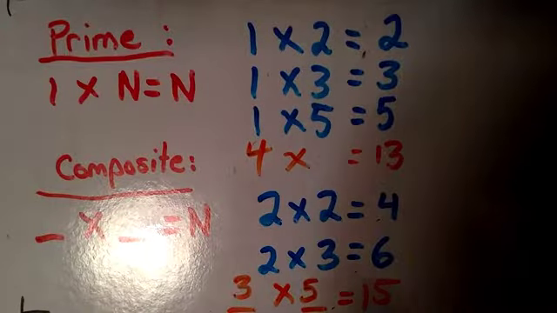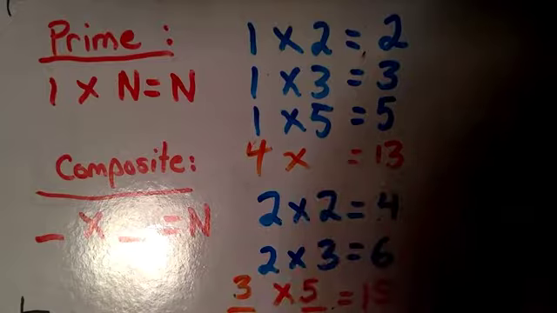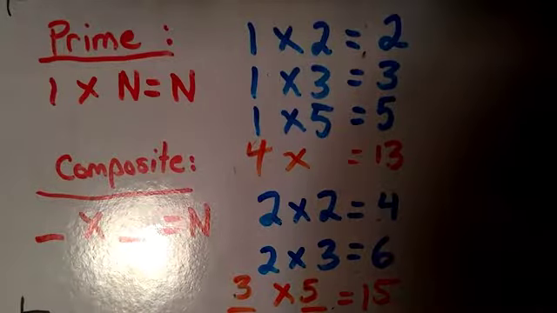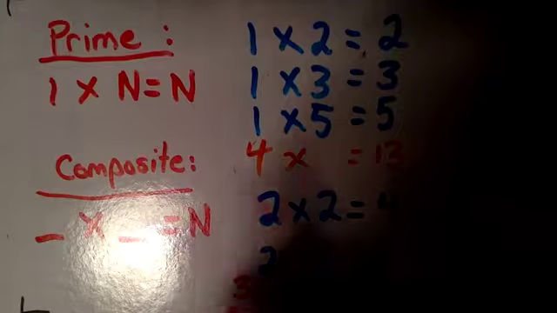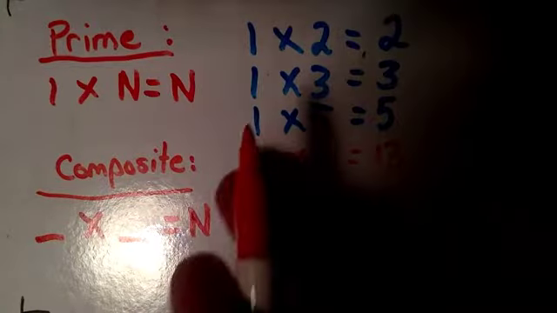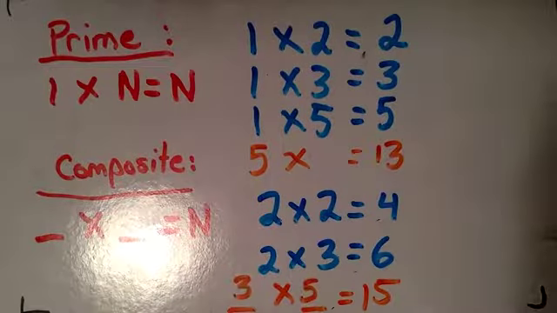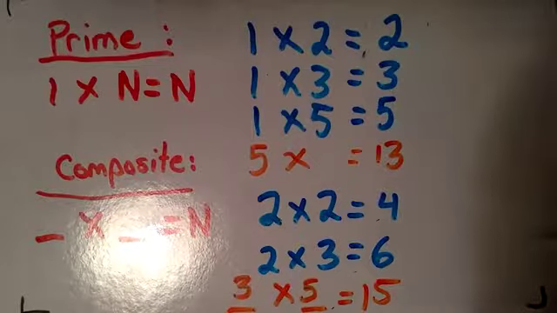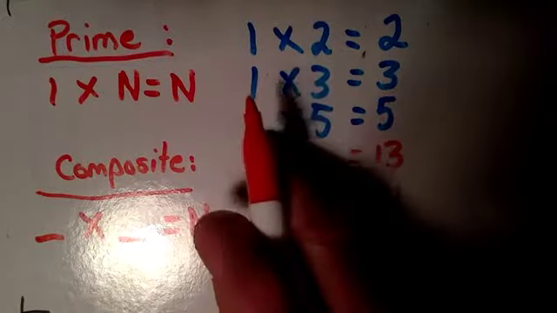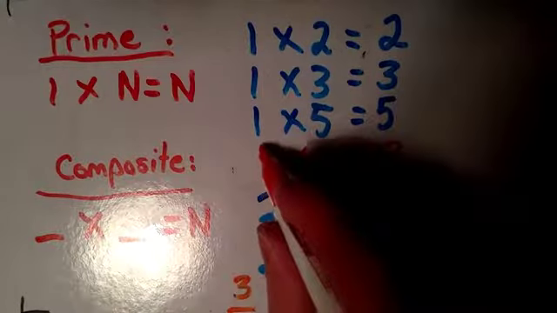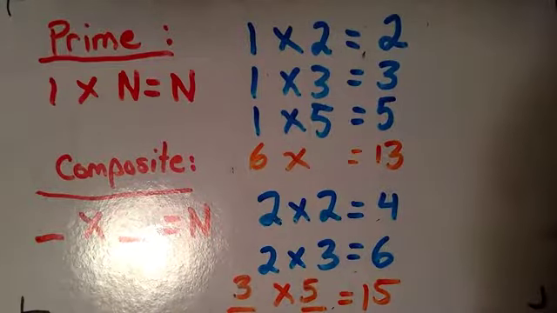If you're trying to multiply number 4 by something, if you multiply it by 3, that'll give you 12. If you multiply it by 4, that'll give you 16. So clearly, those don't work. If you multiply 5 by 2, that'll give you 10, which is too small. And if you multiply it by 3, it'll give you 15, which is too large. So that doesn't work. Now we're up to the number 6. If you multiply that by 2, that'll give you 12, which is just a little bit too small. And if you multiply it by 3, it'll give you 18, which is way too big.